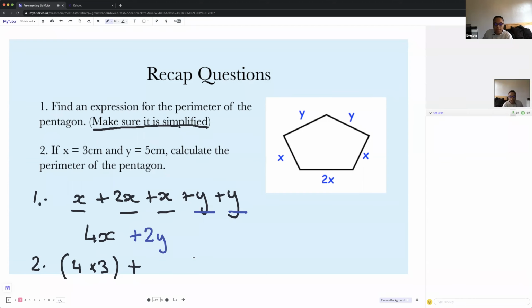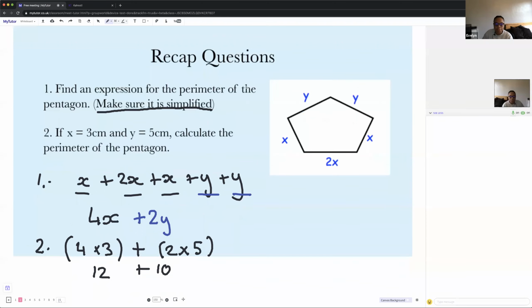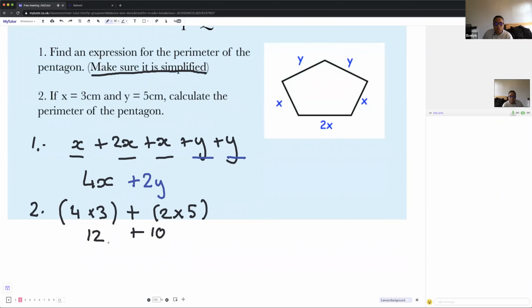So we've got 4 times 3 plus 2, and then y is 5, so it'll just be 2 times 5. So 4 times 3 is 12, 2 times 5 is 10. If I go down a little bit, then 12 plus 10 is just 22. And remember, it's in centimeters, so we have to remember our units as well.